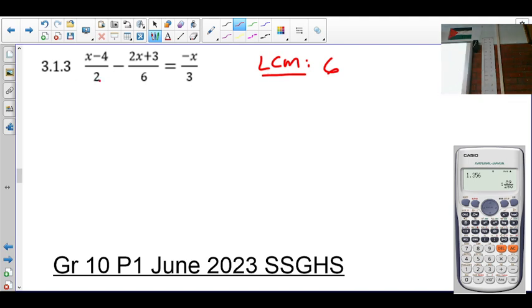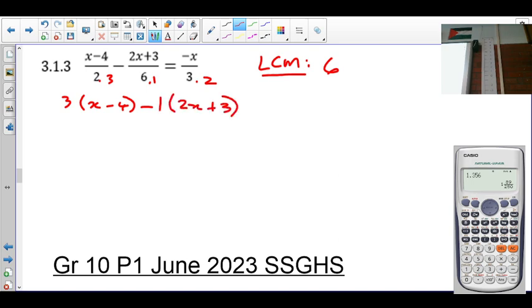So what must this be multiplied by? 3. This must be multiplied by? 1. And this must be multiplied by? 2. So if the denominator is multiplied by 3, the numerator must be multiplied by 3 as well. So it's 3 into x minus 4, minus, this will be multiplied by 1, so it's 1 into 2x plus 3.